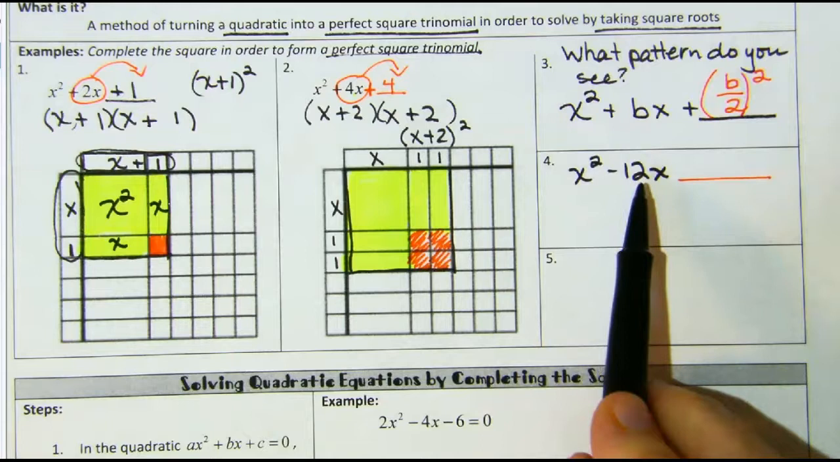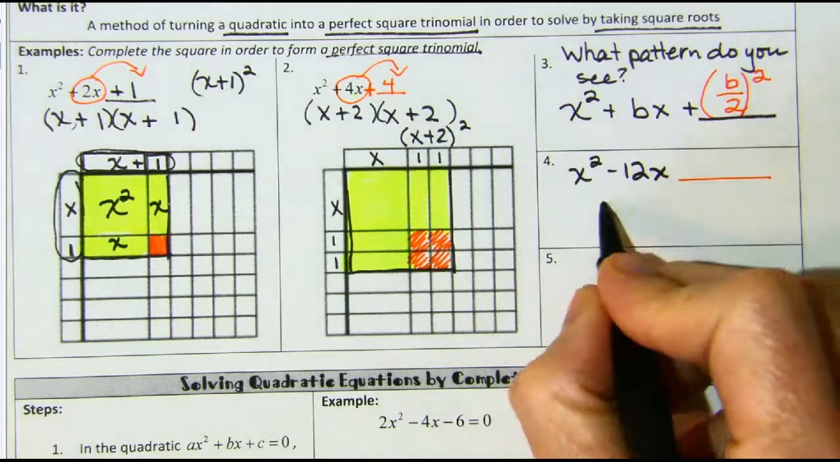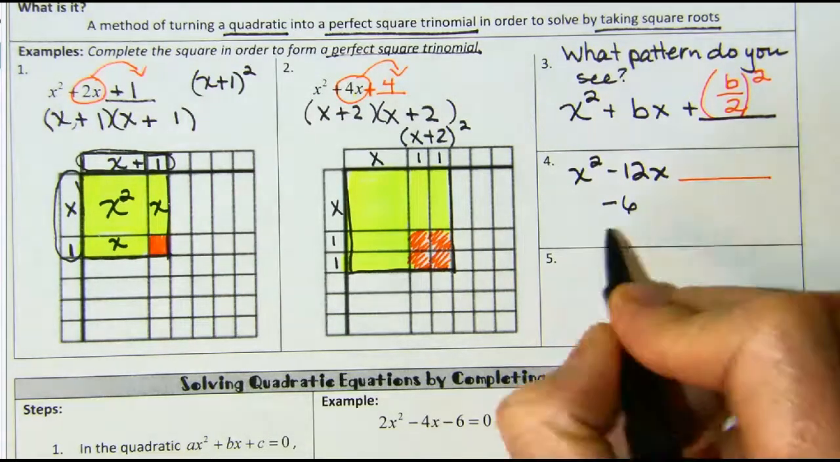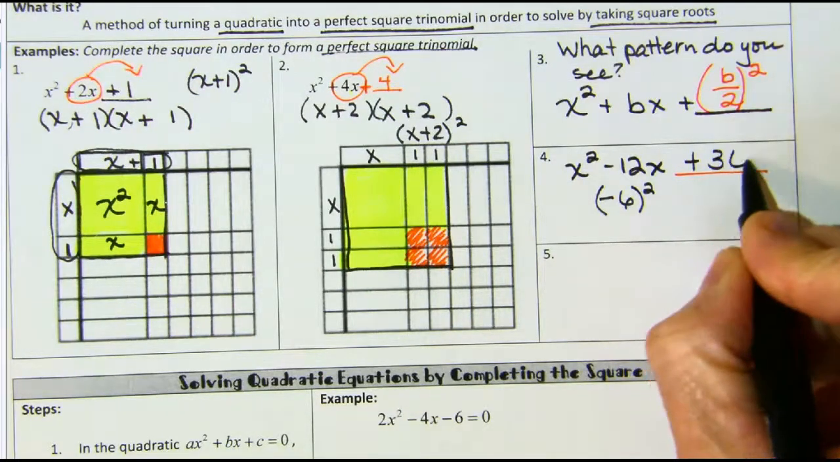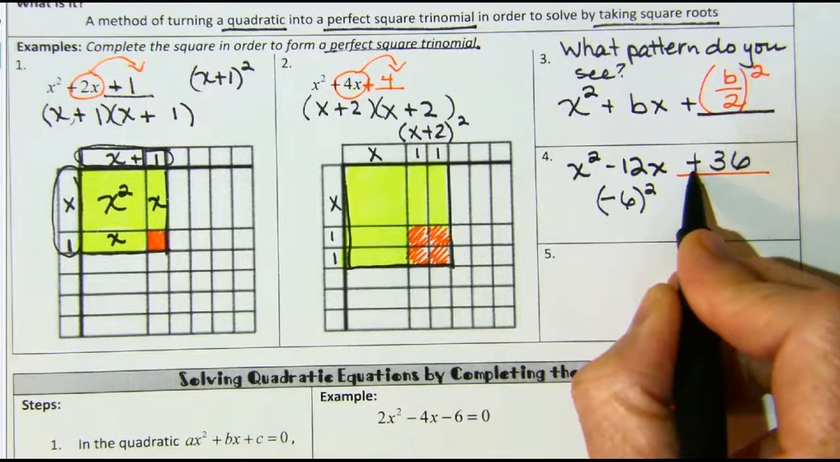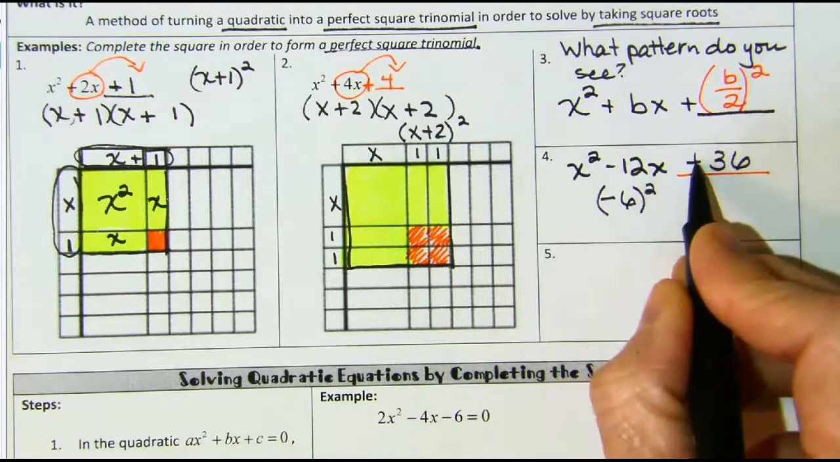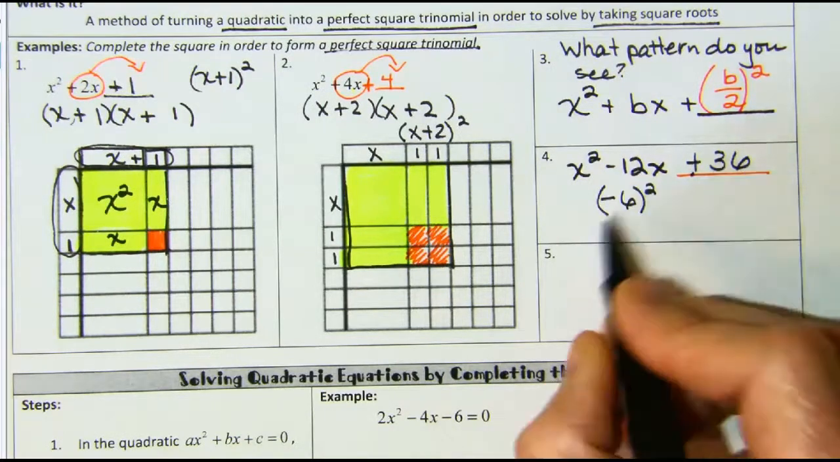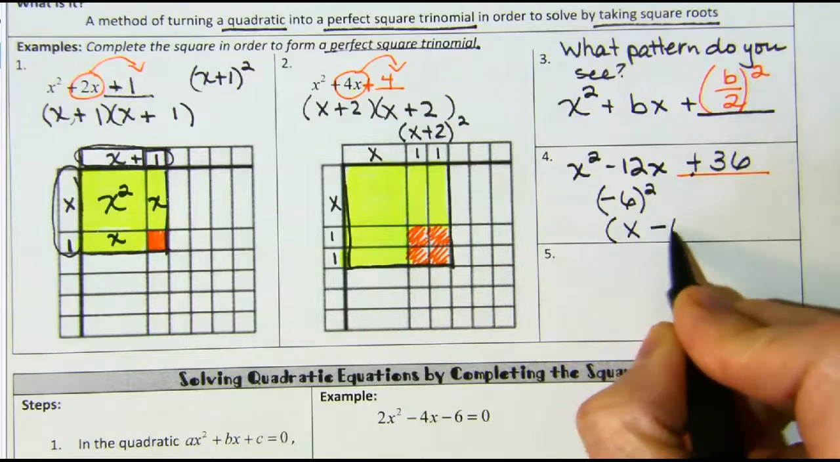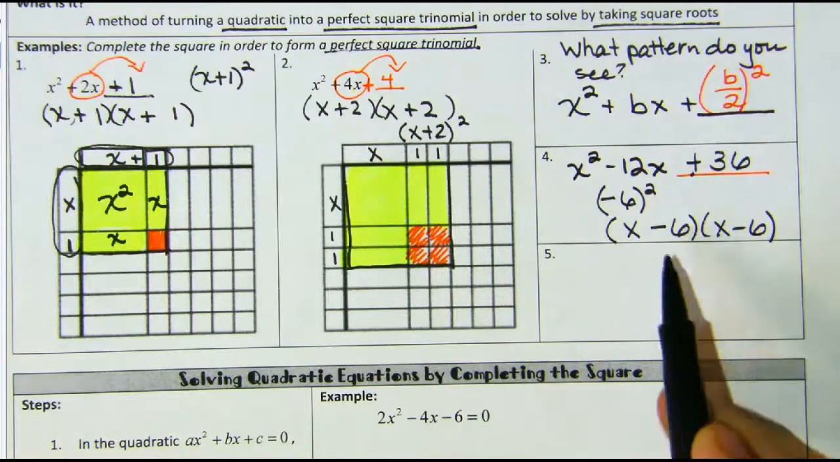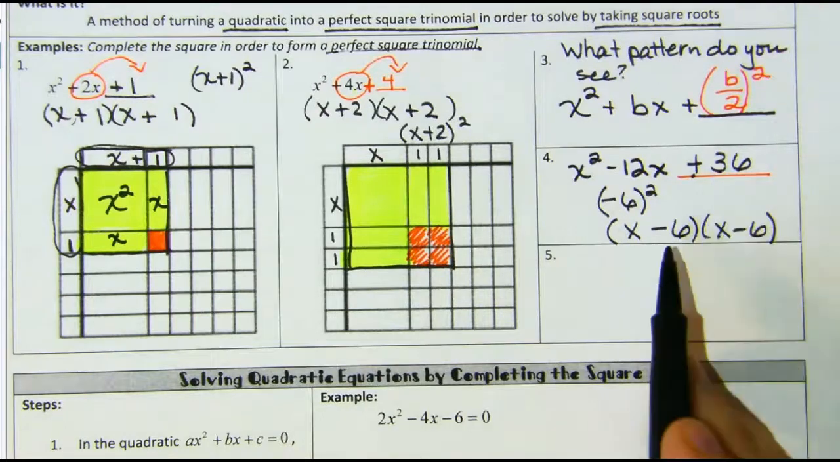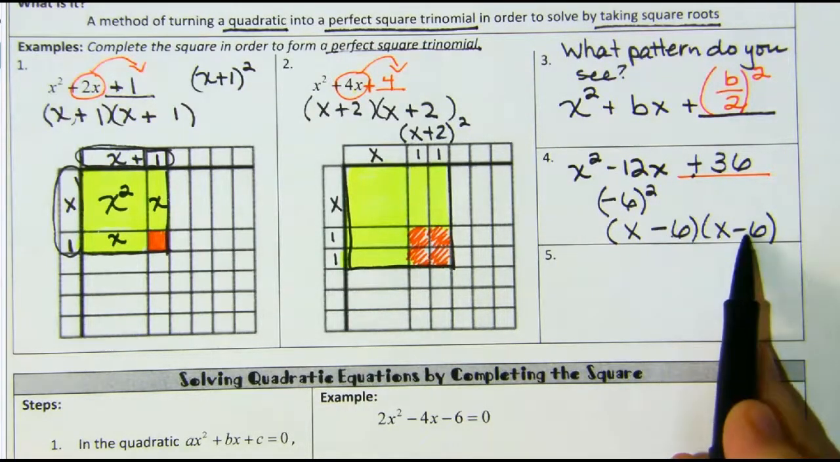What is half of negative 12? Negative 6. What is negative 6 squared? 36. Notice how that's always going to be positive because a square will be positive. Now how does this factor? x minus 6 times x minus 6. So the negatives give you positive 36 and the middle gives you negative 12.